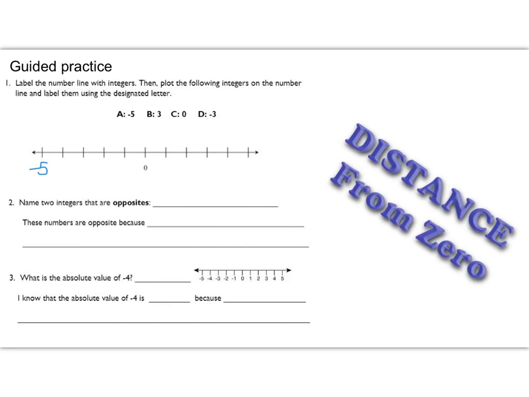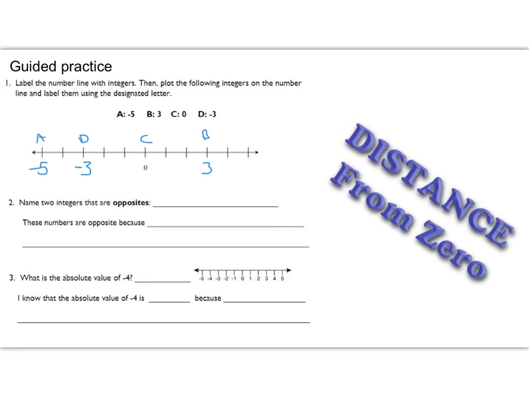And then we have 3, and that's going to go there. And of course we already have 0. And then -3 will go there. And I guess I was supposed to use the letters, so this was A, B, C, and D.